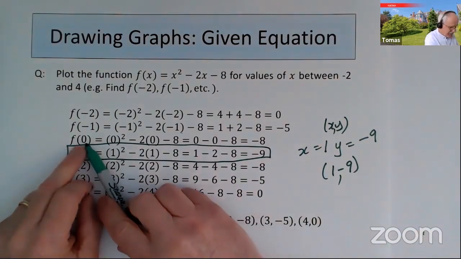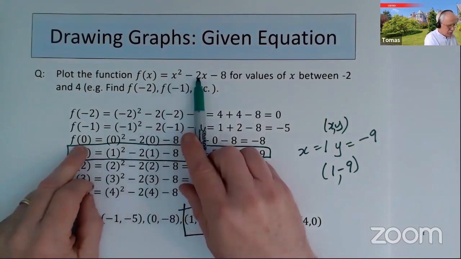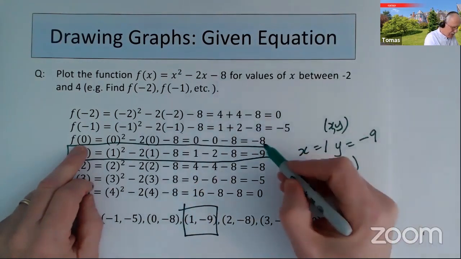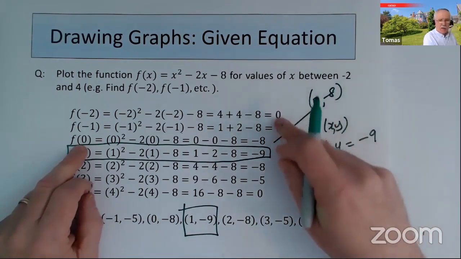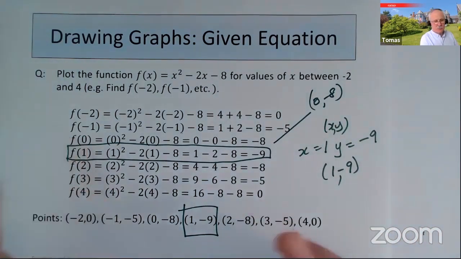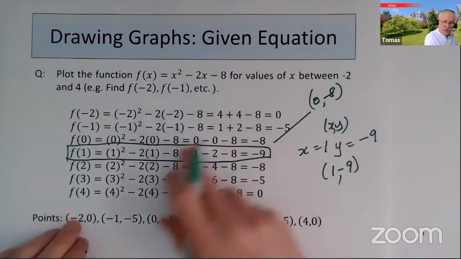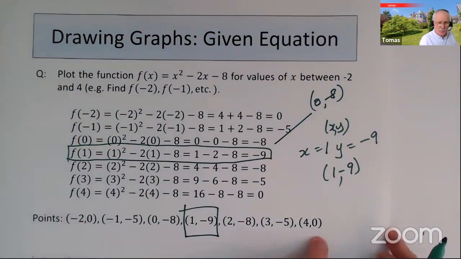I could have done f of 0. So 0 squared minus 2 times 0 minus 8 is minus 8. So I would have got the point 0, minus 8. And I go through each of those in turn. I'm sure you're comfortable with those. If you can do one, you can do the rest. And there are the points that I got.